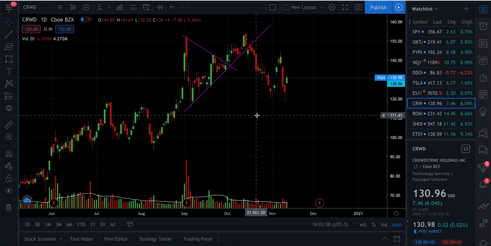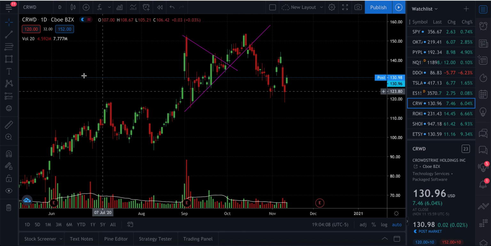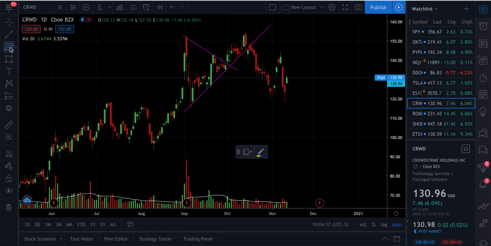Okay, so that was one of the stocks. So how do you draw Fibonacci? In pretty much every platform you should have a tool, but if you are in TradingView, you go here, you click here, and you will see Fibonacci. I already have Fib retracement here. You can just click it, Fib retracement.